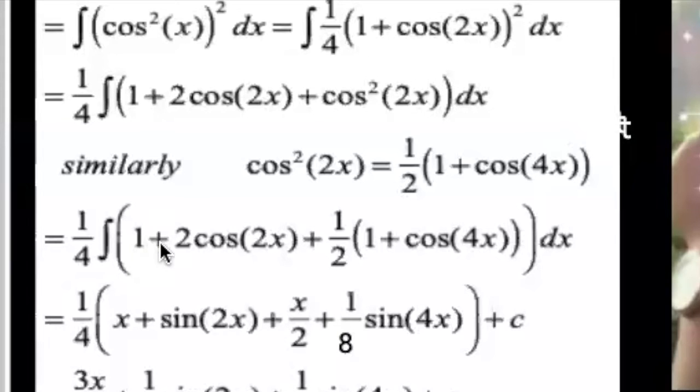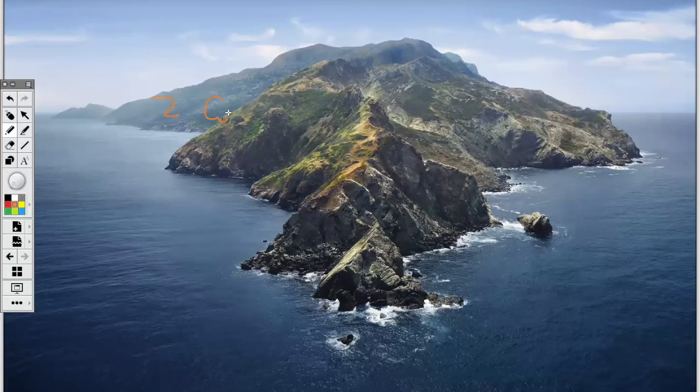We integrate the 1, so we carry out the quarter, integrate 1, we get x. Integral of cos 2x, 2 cos 2x, we have 2 sine 2x over 2. This cancels, so we're left with sine 2x.